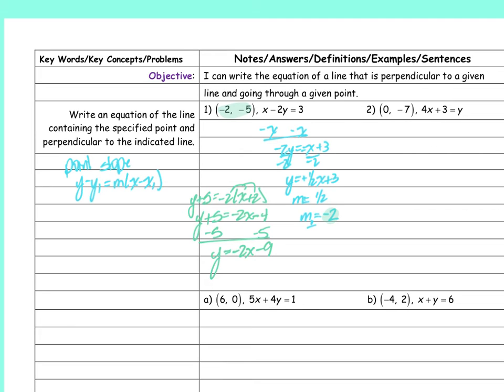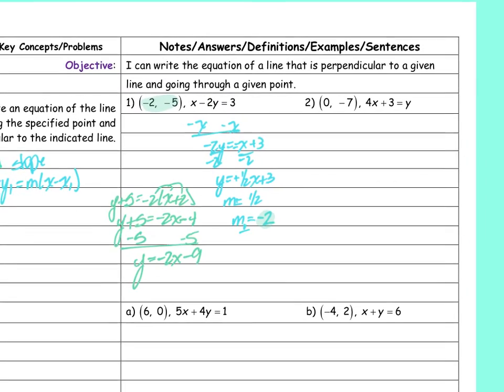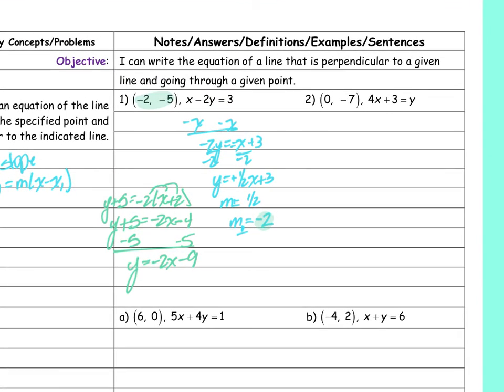Thank you. Okay, so we're going to do the same thing for number 2. I'm going to find the equation of my line, which is already in slope-intercept form. Yay! So it says y equals 4x plus 3. So the slope of my line is 4. What's the slope of my perpendicular line going to be? Go ahead and put it in the chat box, please.